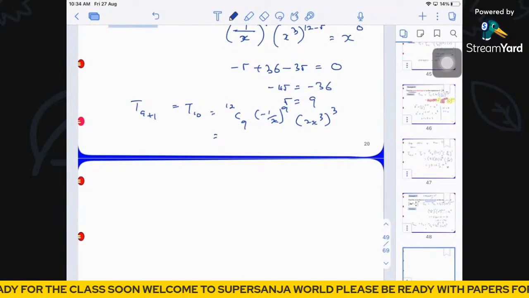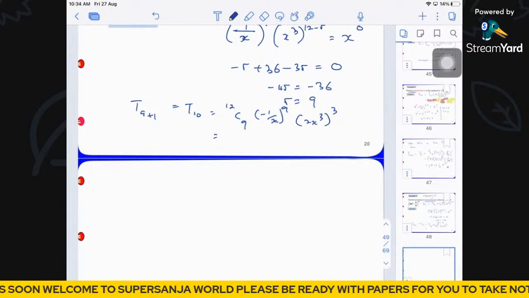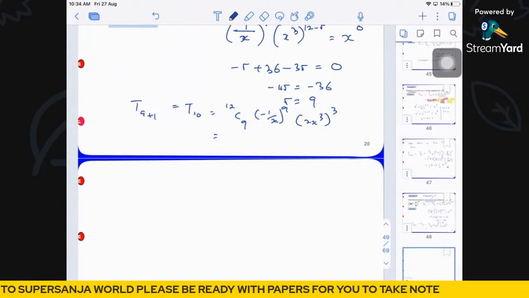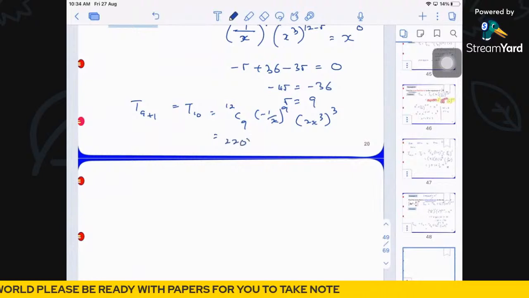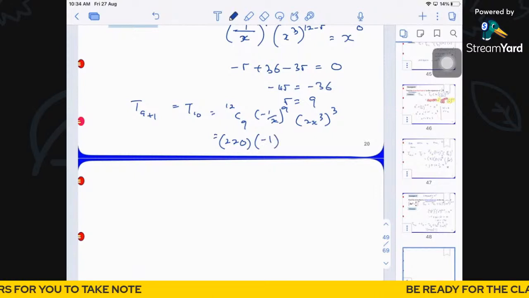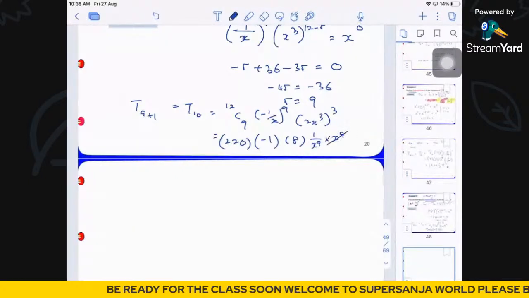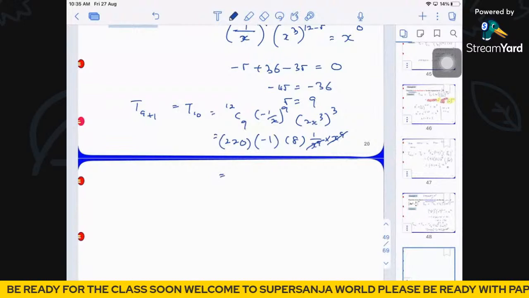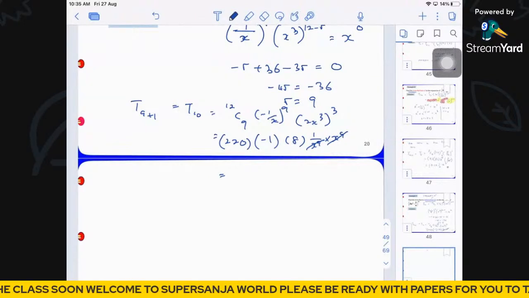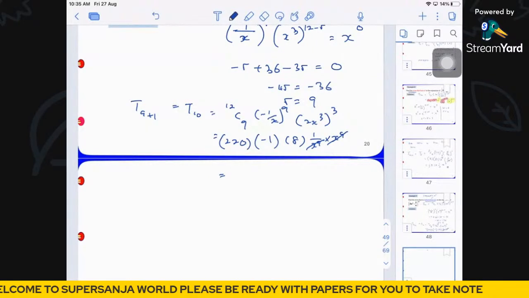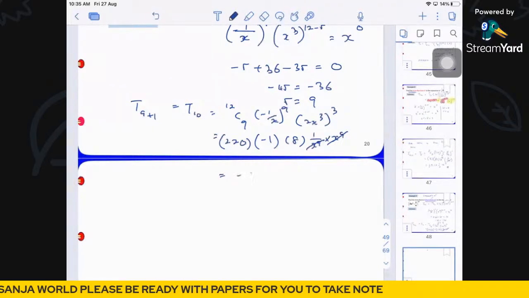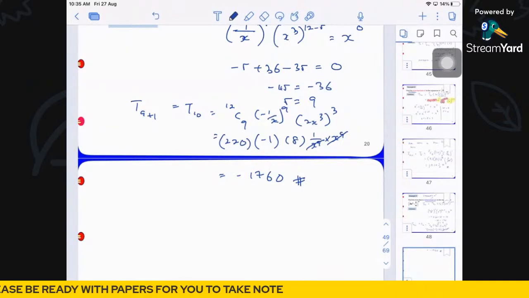So from there, we can calculate this. 12C9, all of you can press your calculator. 12C9 is 220. Then negative 1 to the power of 9 is negative 1, and 2 to the power of 3 is 8. Of course, 1 over x to the power of 9 times x to the power of 9 cancel, no more x. So that's how you get 220 times 8 times negative 1, which is negative 1760.